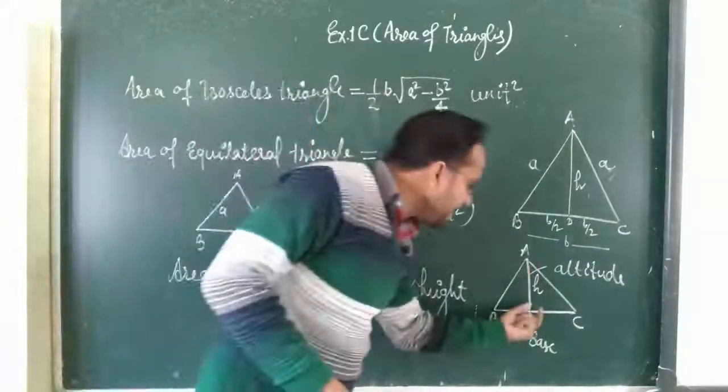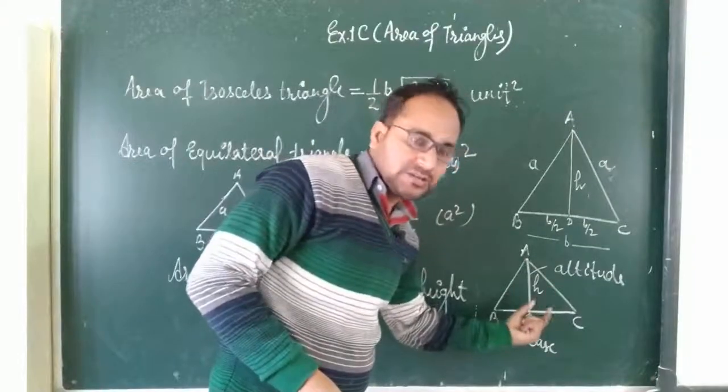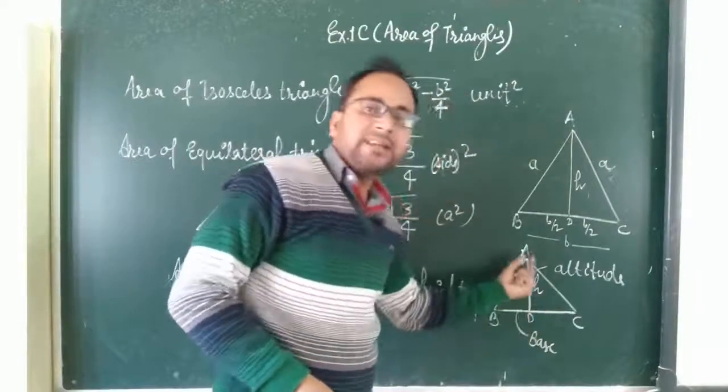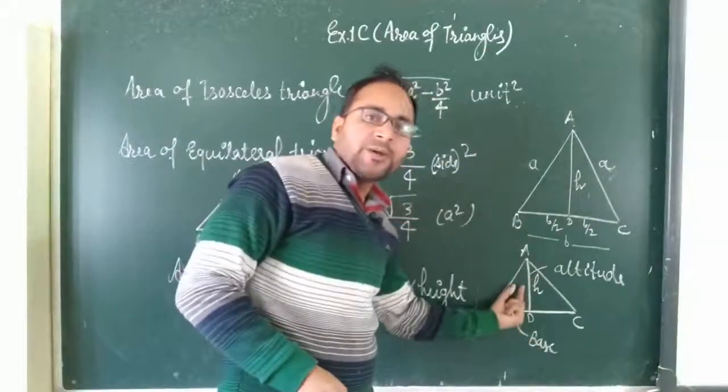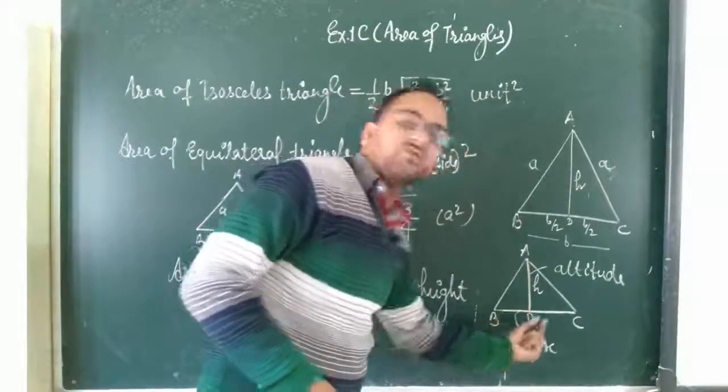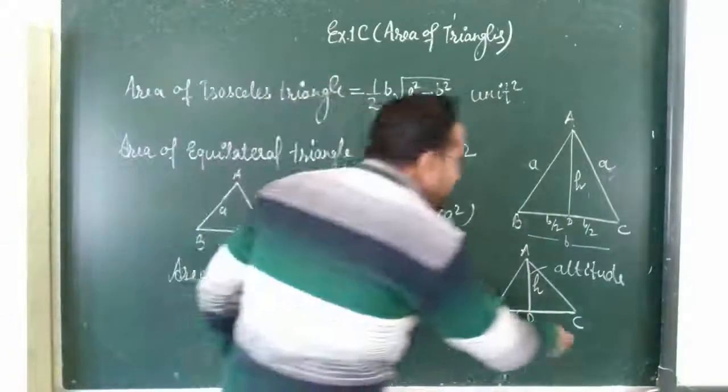Here this AD is the perpendicular or altitude, or you can say height, and the corresponding side on which this perpendicular has been drawn is known as the base. So in this case BC is the base.